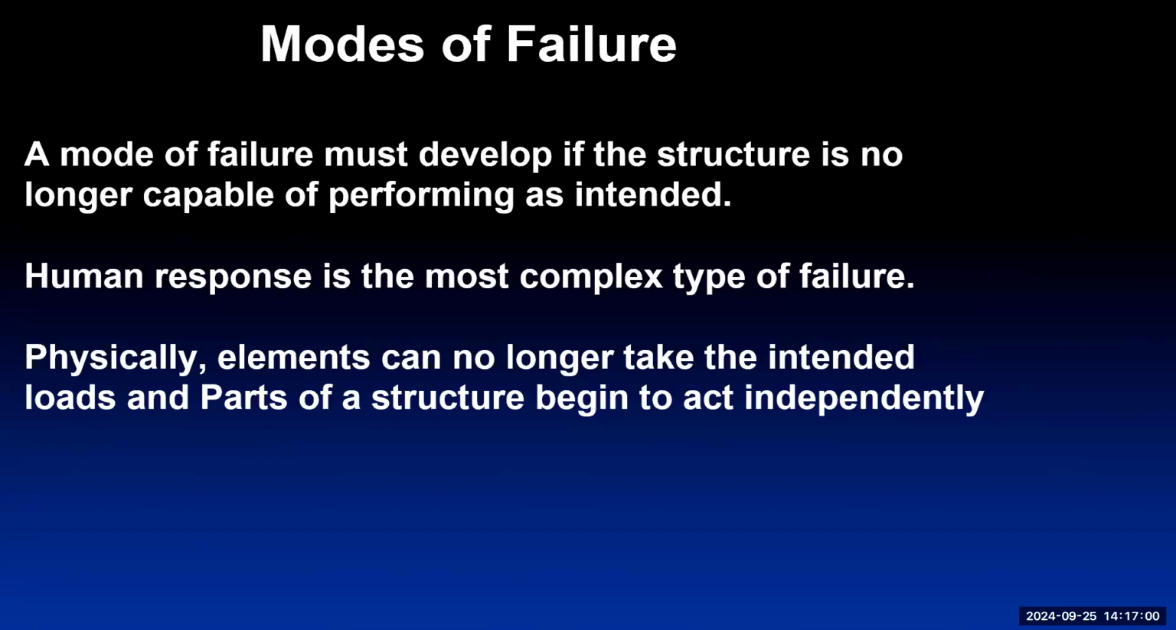So here we go on to something which is incredibly important in this whole issue of our buildings being durable. The next thing is human response, because human response is the most complex type of failure. And I'll tell you something more about that in just a moment. There's also physically elements can no longer take the intended loads and paths of a structure, begin to act independently. Well, just because they're acting independently does not necessarily mean that you have a collapse. Not very comfortable to be able to look at it though.